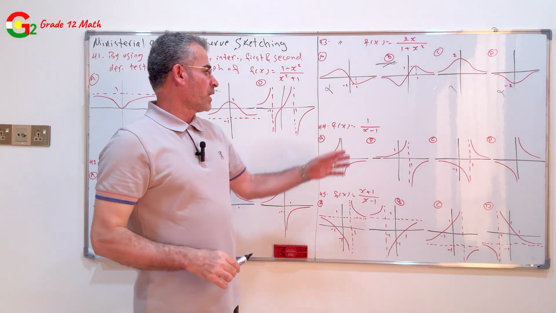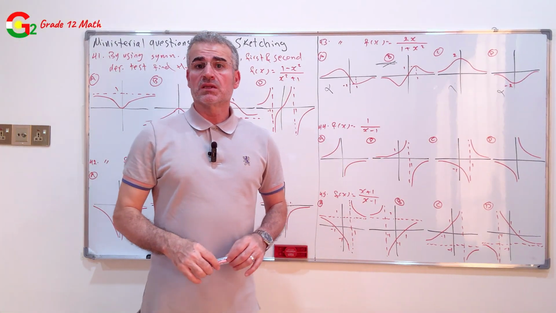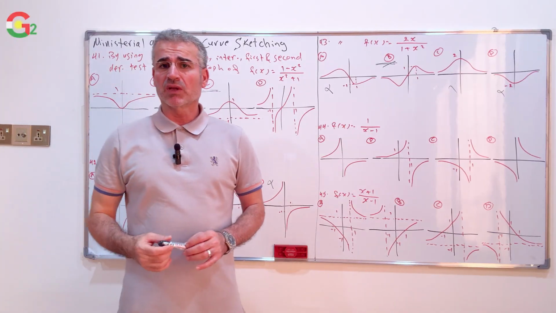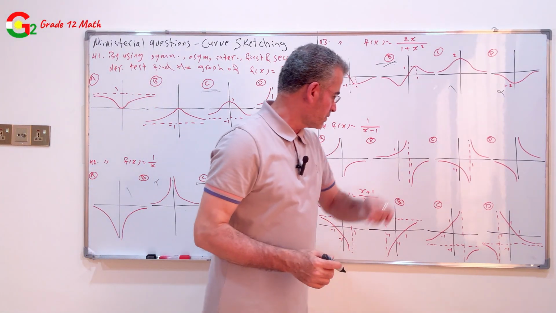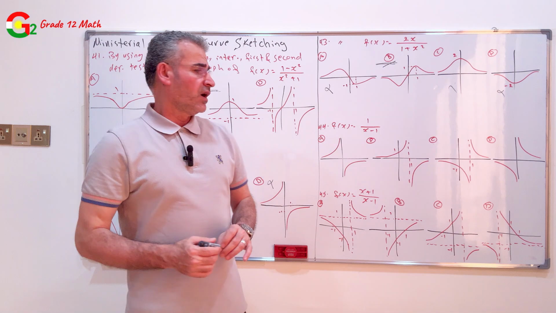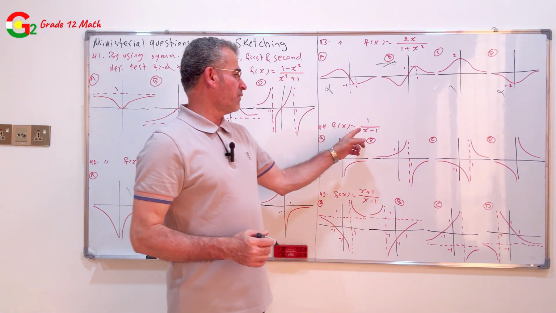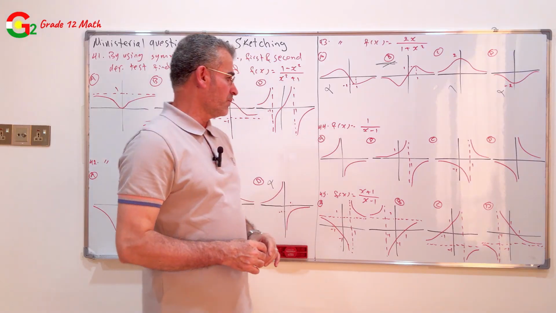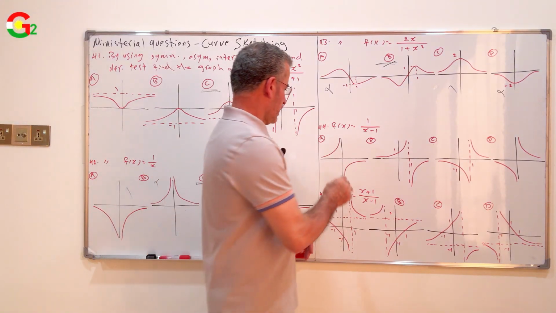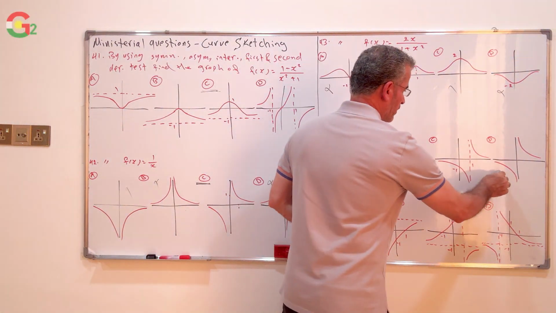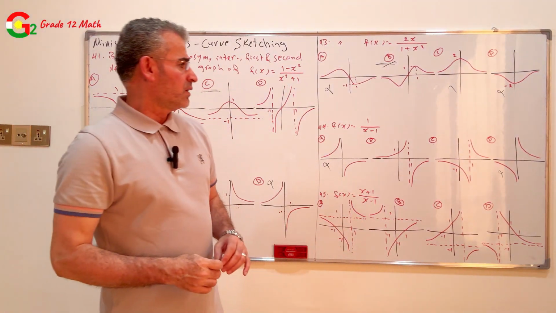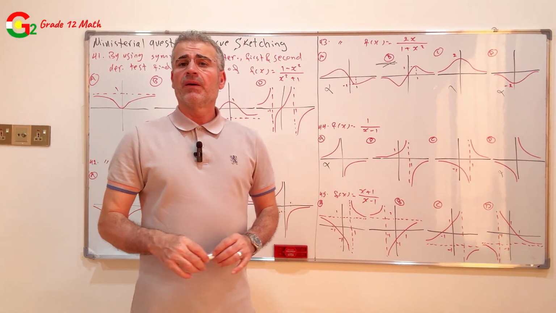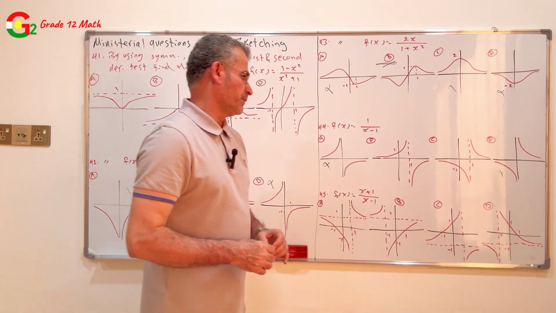Question number 44, f of x equals 1 over (x minus 1). As you see, the degree of the numerator is 0 and the denominator is 1, so we have a horizontal asymptote at y equals 0. All four graphs are right choices, and we have a vertical asymptote at x equals 1 since 1 makes the denominator 0. So we neglect A and D because these graphs don't have a vertical asymptote at 1.